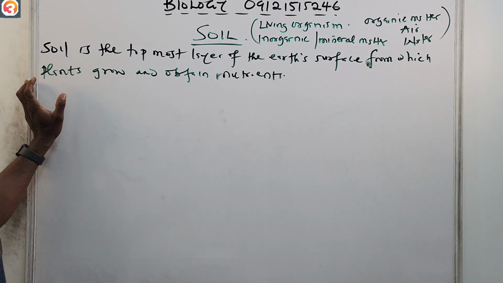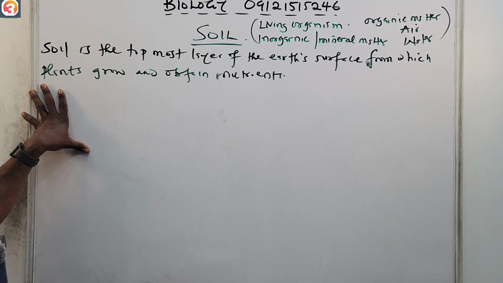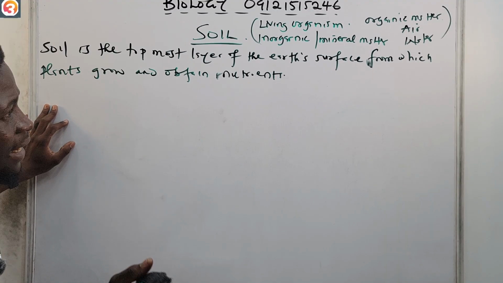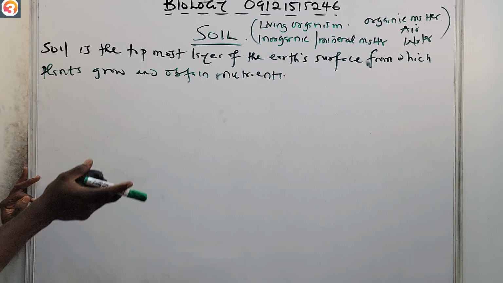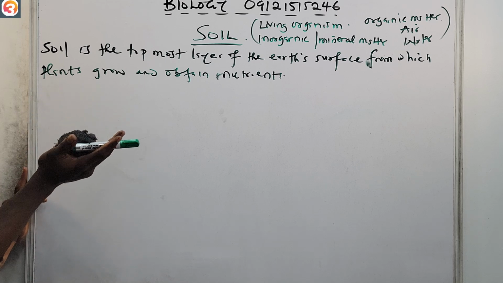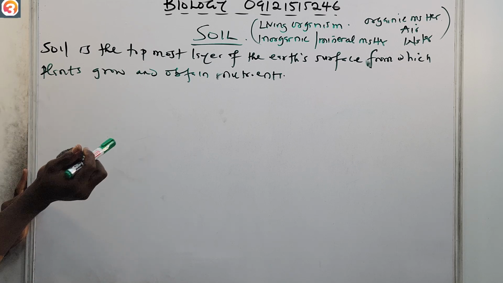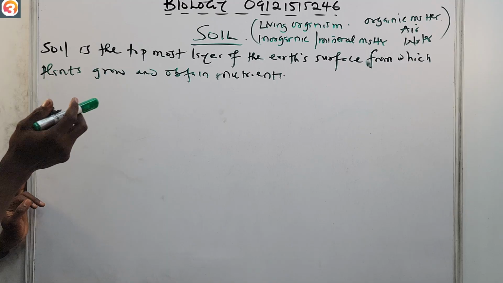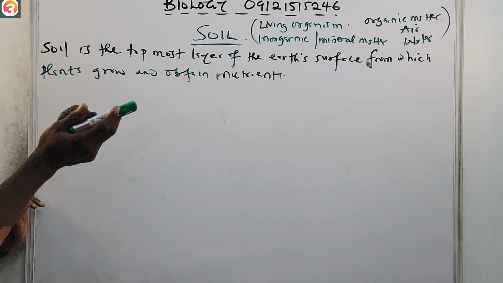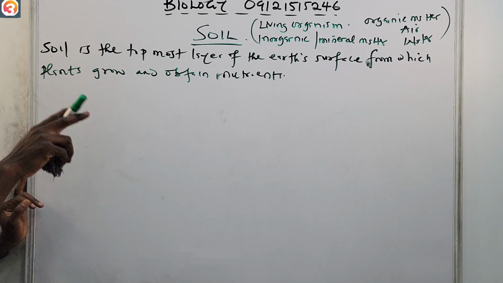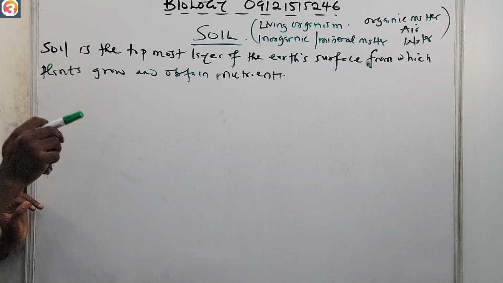So it's the topmost layer of the earth's surface from which plants grow and obtain nutrients. And in the soil, we find living organisms, inorganic or mineral matter, organic matter, or what we call humus. Then we see air and water. All of these are found in the soil.